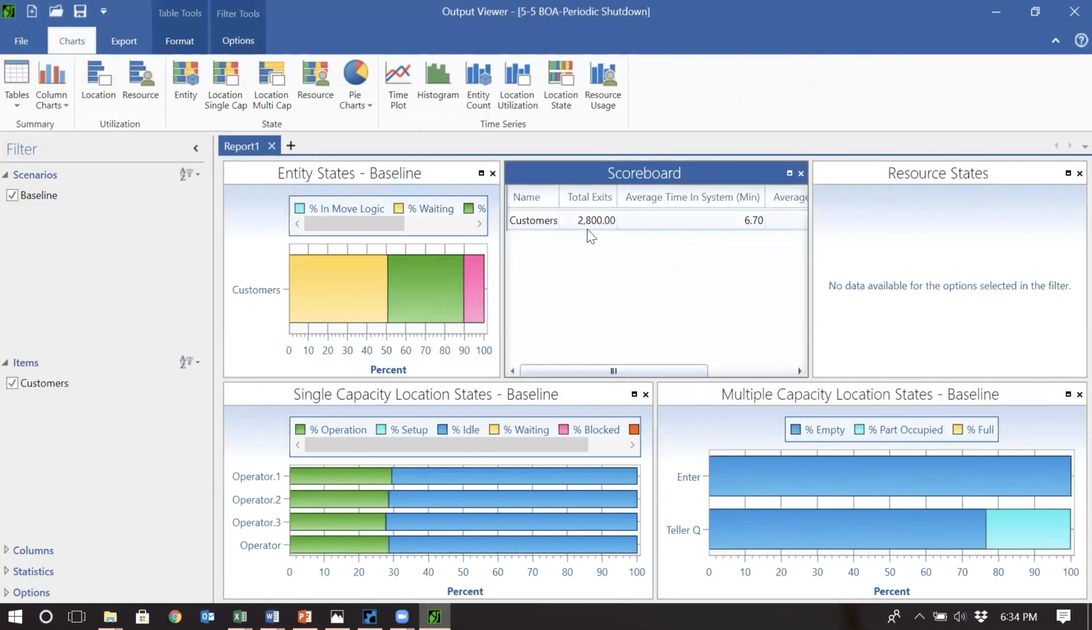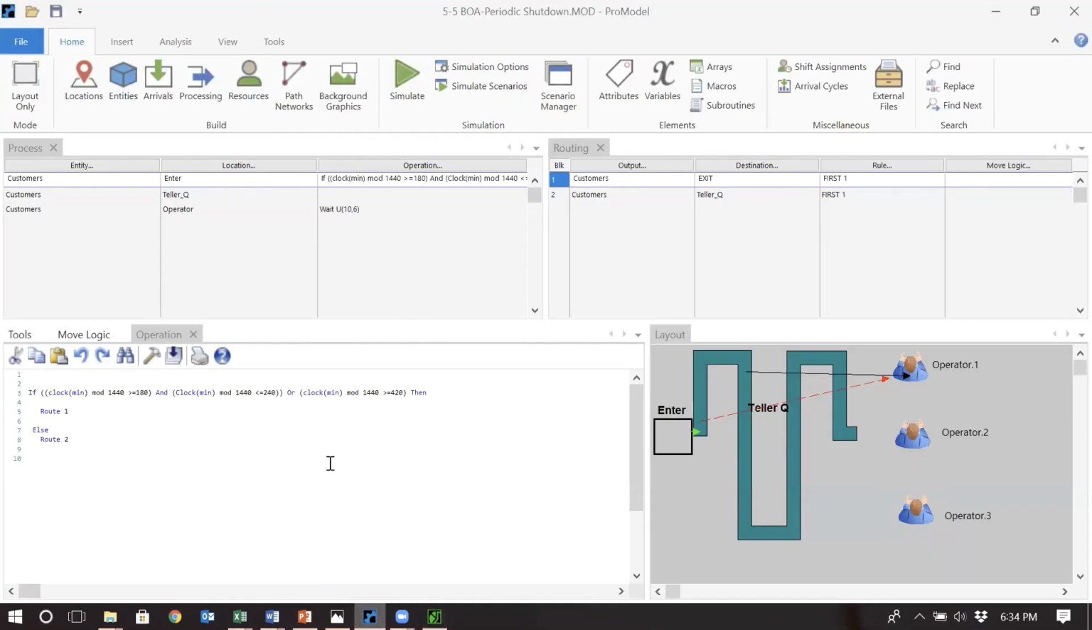Okay, so about 2,800 customers got the service and left the system in that time, which is equivalent to the customers that were processed in this bank in 1 month during the working days and working hours. And the customers that enter the system spend about 7 minutes or so in the system, which is a good amount of time. And then, yeah, we see how our operators were busy and so forth. Let's go back to the model.